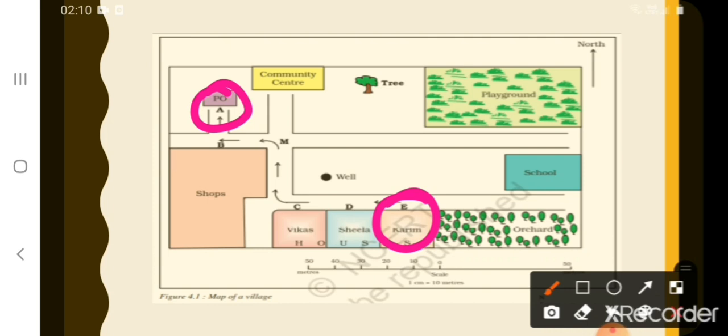But children, can you fly like a bird directly from E to A? No, isn't it? You will have to walk on the road. So, let us measure the total walking distance from E to C, then C to M, then M to B and B to A. And let us add all these distances. And this will be the total walking distance from Kareem's house to the post office. So children, we can say that maps are drawn to reduce scales to fit on a sheet of paper.